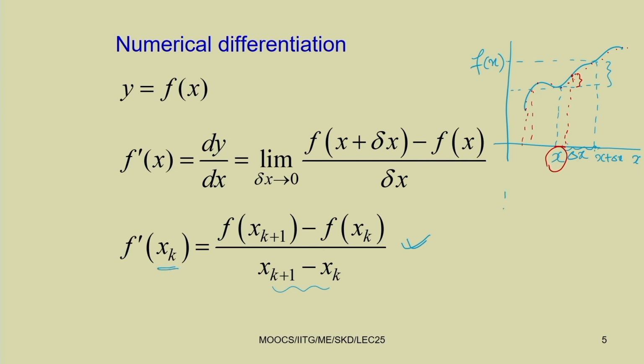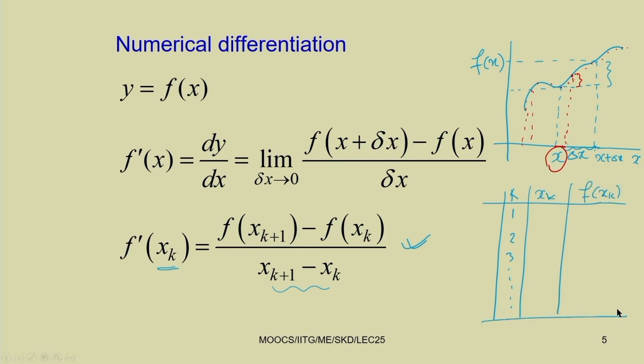That means first we must generate the values, for example k. Let us take k equal to 1, 2, 3, and so on, increasing that way. Then we can find x k, and the corresponding value f x k we can find. So, preparing this table first, then we can find f dash x k.